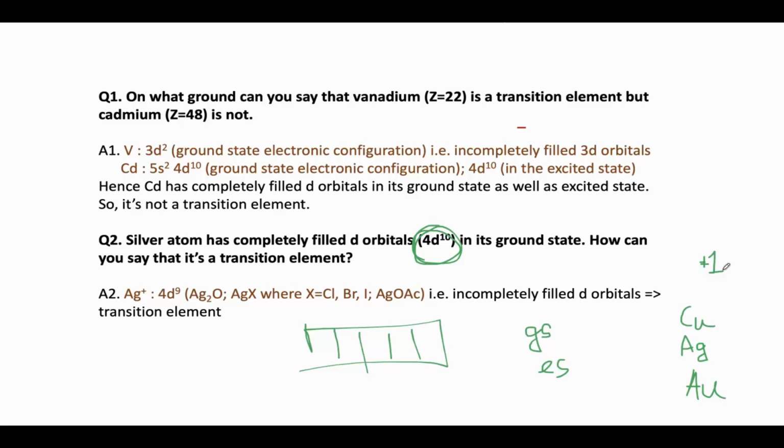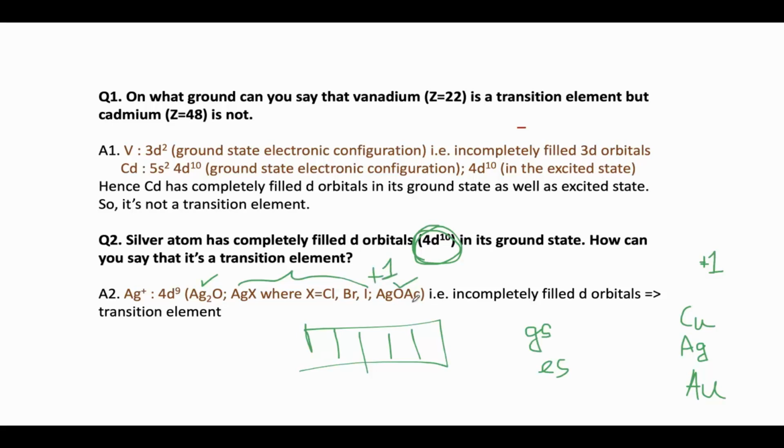Ag, in most cases, silver shows this +1 oxidation state in all its compounds. You can look at silver oxide, where silver is +1. You can look at AgCl, AgBr or AgI, that is the silver halides: silver chloride, silver bromide, or silver iodide, or you can go to silver acetate. In all the cases, the silver atom has the oxidation state +1.